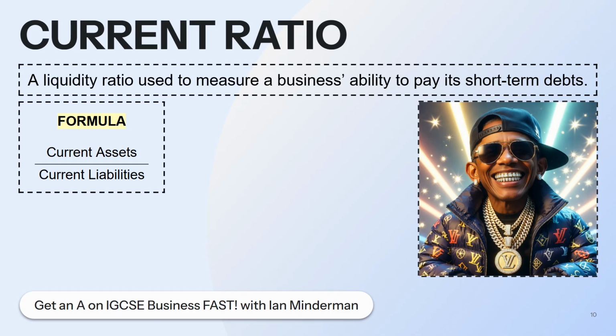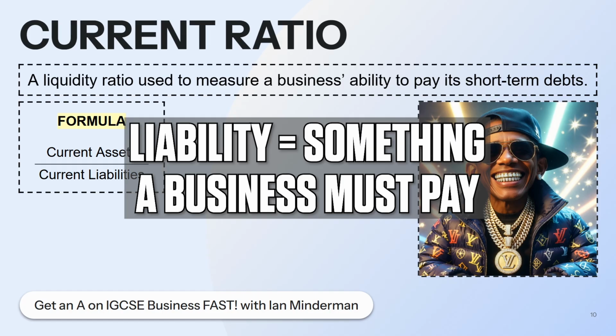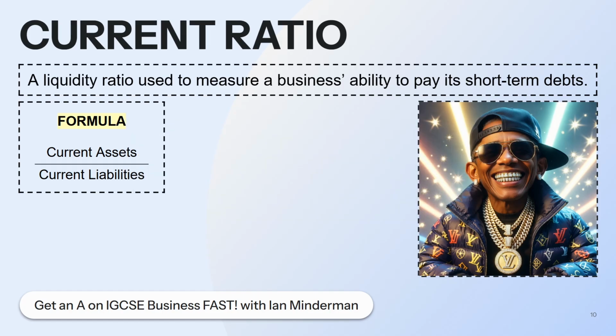And it's the same for current liabilities. A liability is something you have to pay. So a current liability is anything that you have to pay within a year. So as you can see, here we're measuring short-term assets and short-term liabilities.